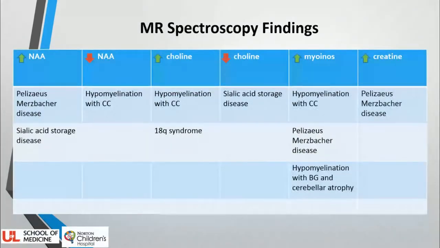Table here summarizes spectroscopy findings in each of the hypomyelinating leukodystrophies. Most of them showing increased myo-inositol and increased choline, and there's unusual increased N-acetyl aspartate in patients with Pelizaeus-Merzbacher and sialic acid storage disease.